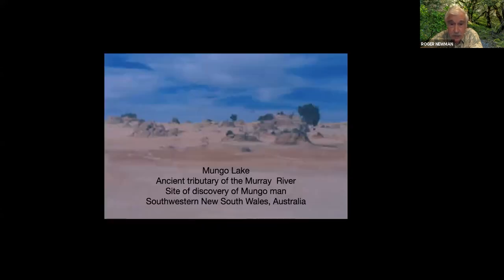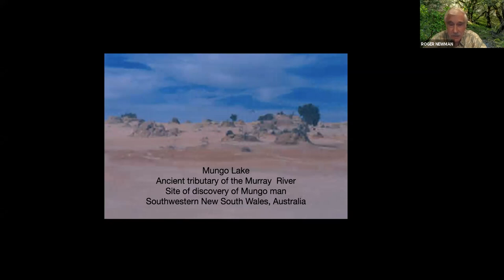But you know, when Europeans went all over the world and discovered all these different kinds of people, they wondered, what is there? Now this is Mungo Lake, which is one of the most famous sites in Australia. I actually went there several years ago, and this is pretty much what it looks like. And you think, oh my God, how did they ever find anything there?